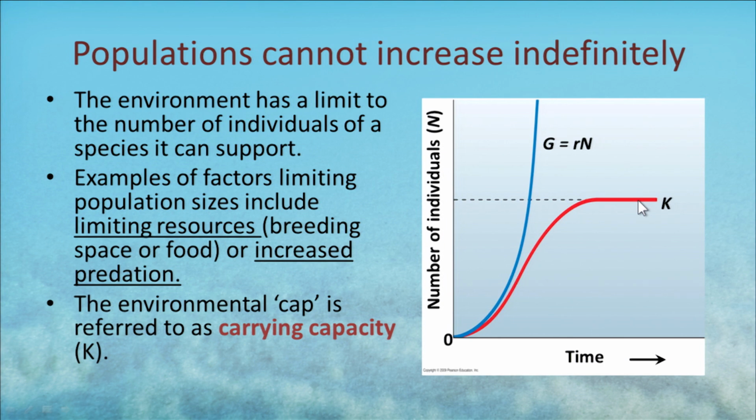What would cause that leveling off? Usually it's a limitation of resources such as food or breeding space, or in some cases it could be something like increased predation. Whatever the environmental cap is, we call that the carrying capacity, and it is mathematically denoted by the uppercase letter K. So we say the environment cannot carry any more. It has reached capacity for that particular species.